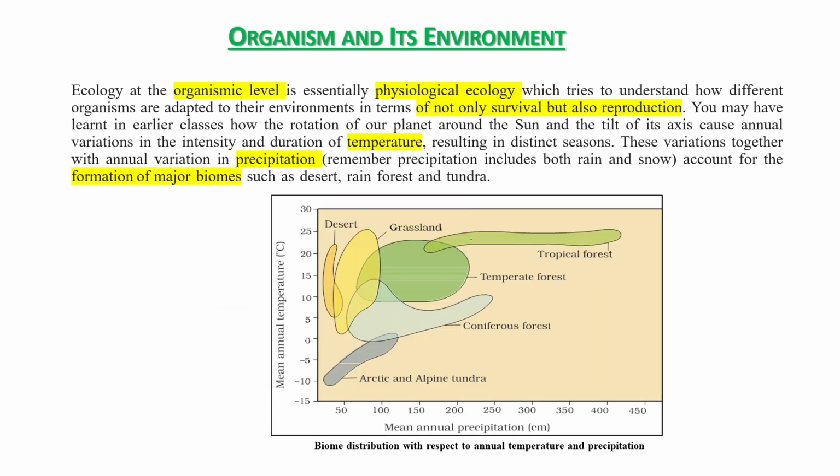Okay. So now ecology at the organism level. Organism level is essentially physiological ecology. At that time, if we want to understand organism level ecology, then we must understand the physiology of that individual, which tries to understand how different organisms are adapted to their environment, in terms of not only survival but also reproduction.